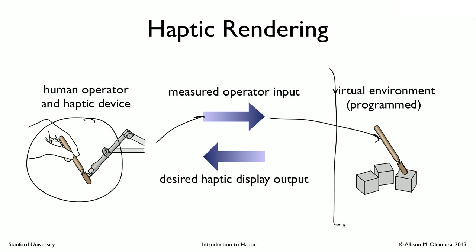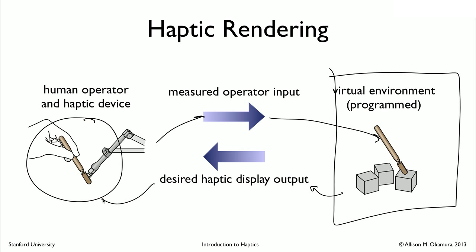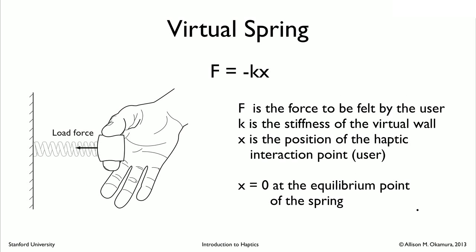And this is what we're talking about today: the virtual environment that you will program, and the equations that you'll use to describe that virtual environment. The output of those equations is going to be the force, which is the desired haptic display output, which eventually gets felt by the user. So let's get into some examples of haptic virtual environments that you can program.